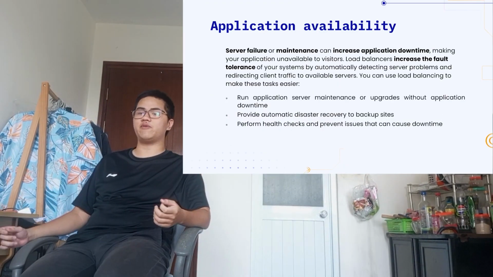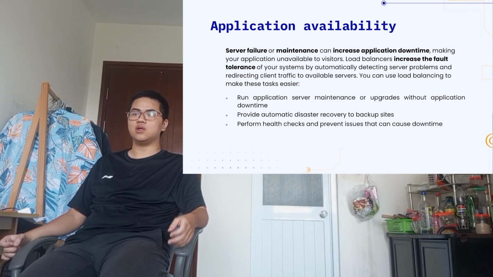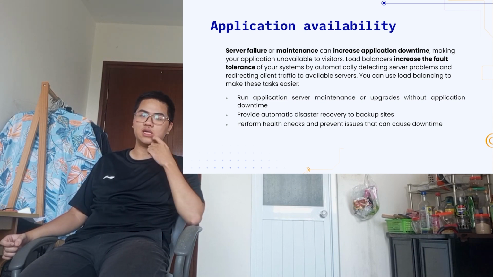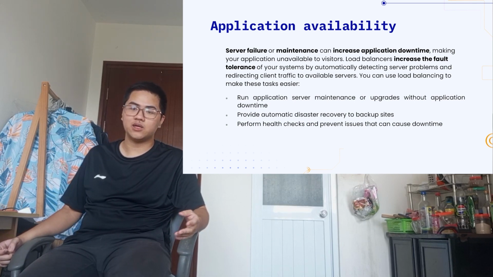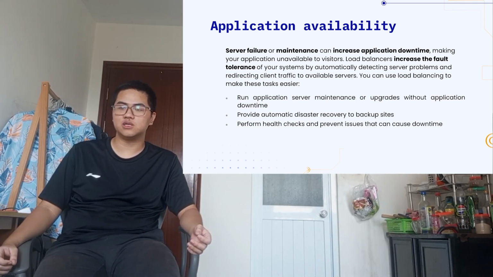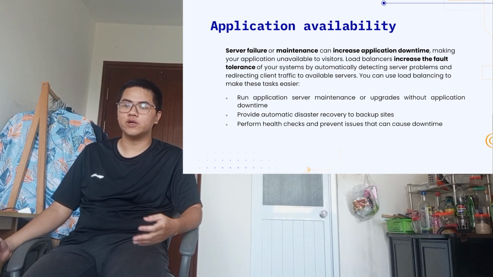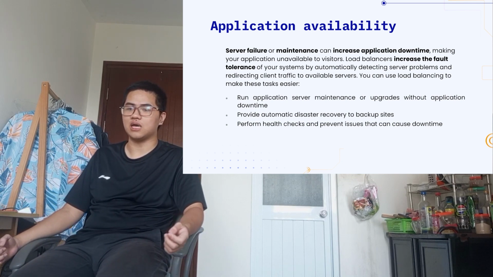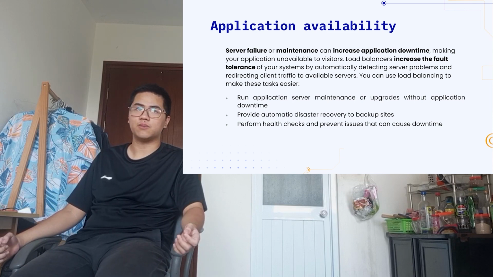First is application availability. Server failure or maintenance can increase application downtime, making your application unavailable to visitors. A load balancer increases the fault tolerance of your system by automatically detecting server problems and redirecting client traffic to available servers. You can use load balancing to run application server maintenance or upgrades without application downtime, provide automatic disaster recovery to a backup site, and perform health checks and prevent issues that can cause downtime.